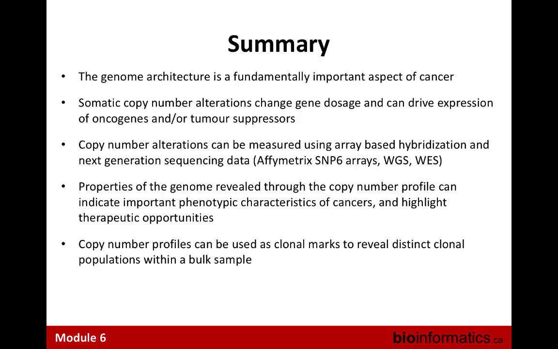So I'm just going to end here and summarize. The genome architecture is fundamentally important in cancer. Somatic copy number aberrations will change gene dosage. That's the functional consequence of these aberrations, specifically for oncogenes and tumor suppressors. We can measure these aberrations in a few ways. SNP6 and whole genome is what you will talk about next in the lab. And this really is an opportunity to find therapeutic opportunities for tumors, and not only that, but to track these clonal populations in tumors and see what events are going to be responsible for recurrence or metastasis or resistance to therapy.